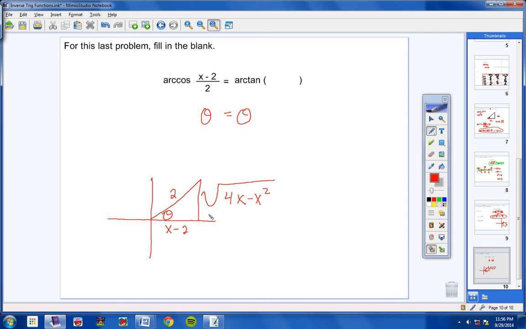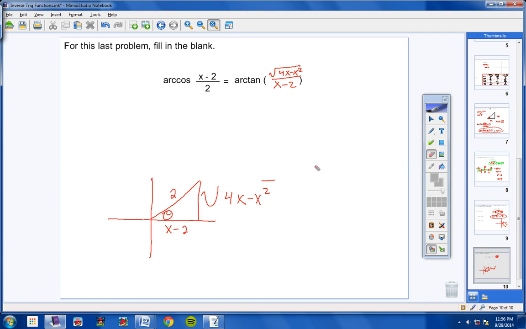Think about it for a second. Watch this. I'm going to go ahead and put opposite, tangent, opposite over adjacent. So I'm going to put this square root of 4x minus x squared all over x minus 2. Now watch what happens. This is perfect. Watch this, okay?